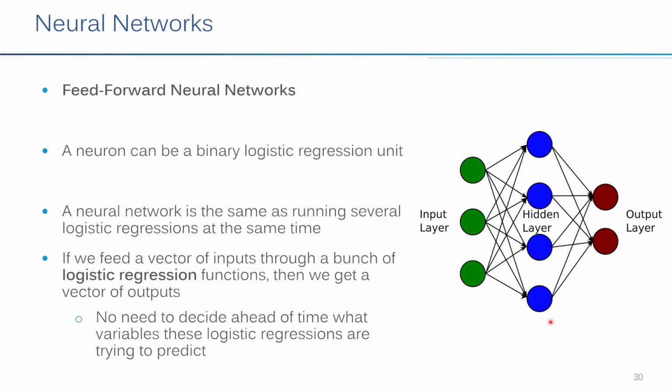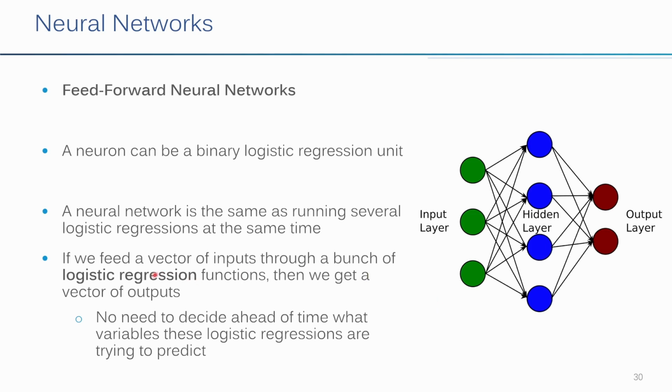And the way to think about what a neuron is: a neuron can be a binary logistic regression unit. If for one neuron right here we run one of these functions, one logistic regression, a neural network is the same as running several of those logistic regressions, in the hope that different nodes will be able to capture different aspects of our input, and also the importance of this input in our own architecture.